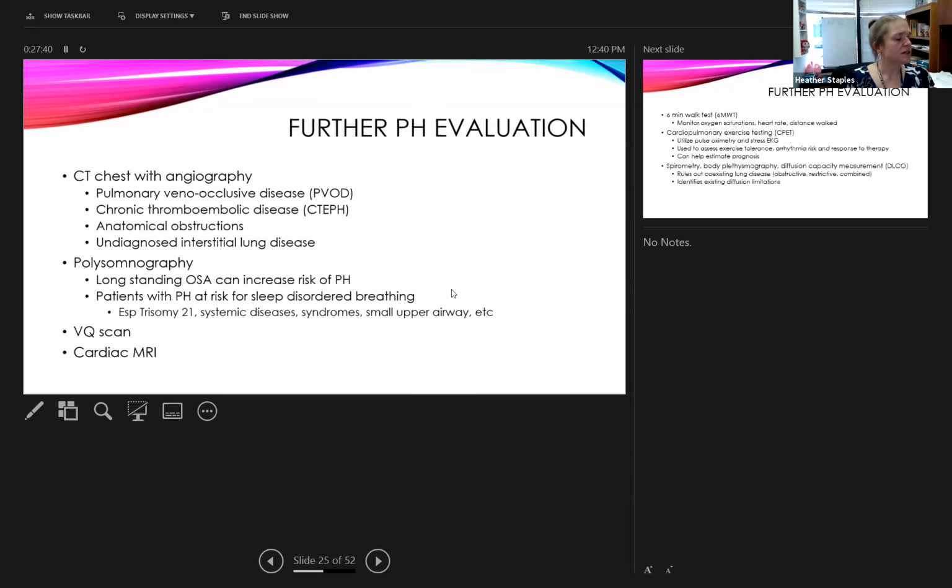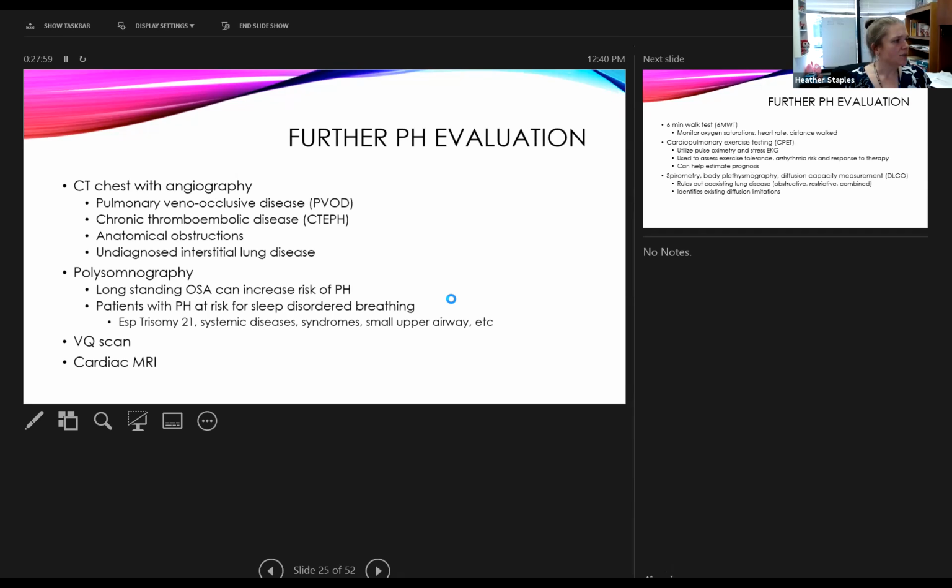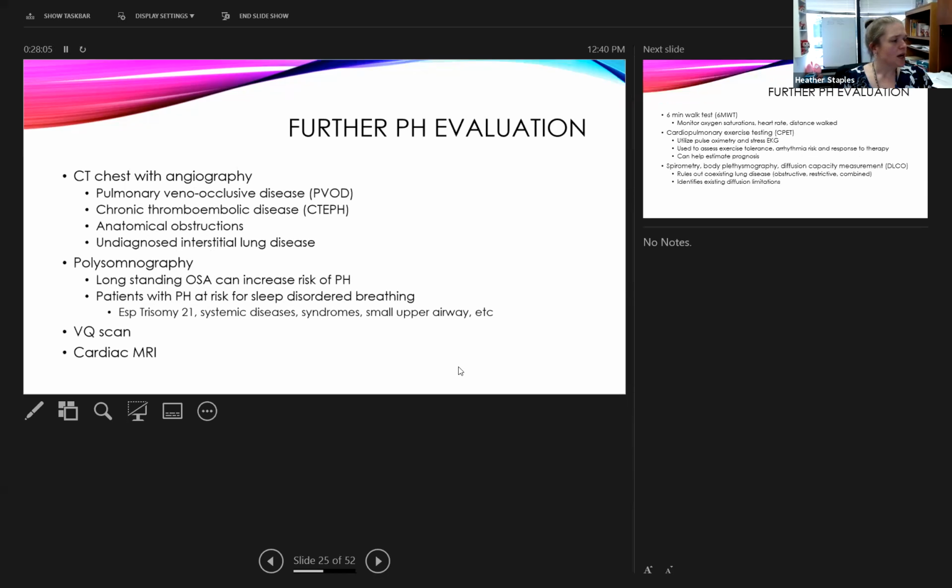Depending on the presentation, some pulmonary hypertension patients will need to go on to CT scan with angiography. A lot of times this is looking for the underlying etiology for their pulmonary hypertension. So pulmonary veno-occlusive disease or CTEPH, those are both post-capillary issues. Interstitial lung disease can also increase your risk of pulmonary hypertension, so looking at the pulmonary parenchyma can be helpful. The other thing you would want to do is rule out any complicating OSA that could be contributing to their pulmonary hypertension. For some patients, VQ scans and cardiac MRIs can be useful as well.